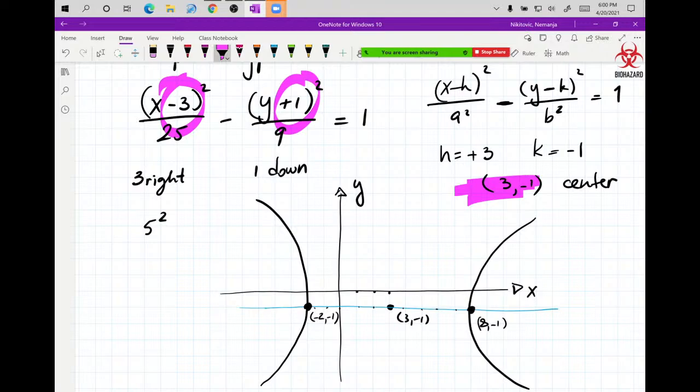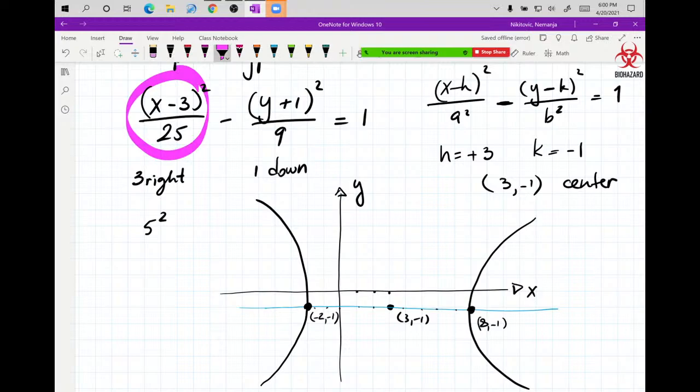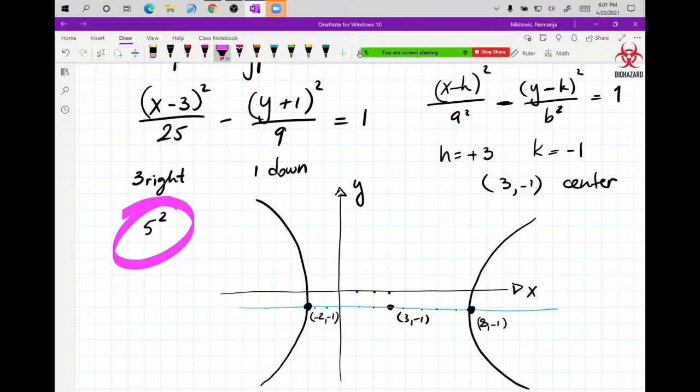And if you use those, you have your center. Then once you have the center, you need to know whether the hyperbola is horizontal or vertical, and that is x minus y, so it is a horizontal hyperbola. Then how far is each vertex away from the center? And the answer is 5, because 5 squared is 25. So that's why I counted 5 on either side.